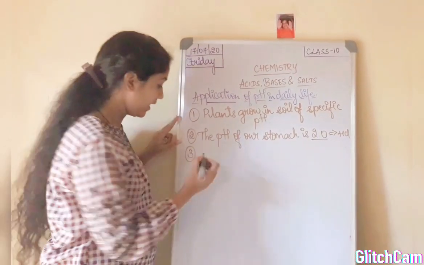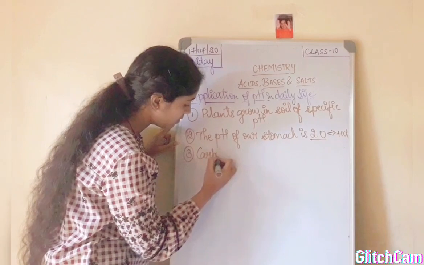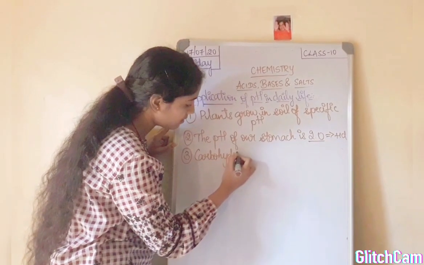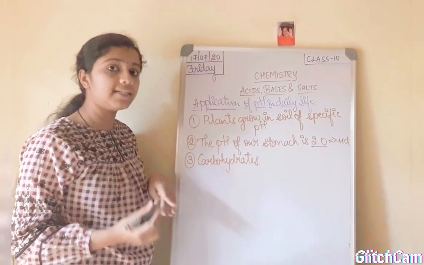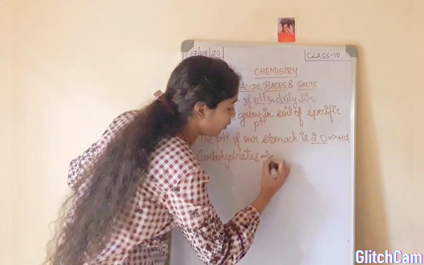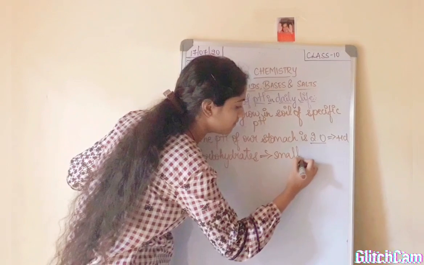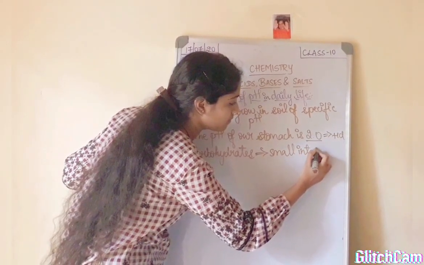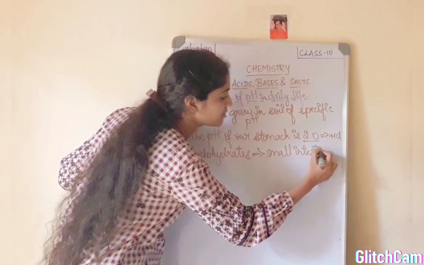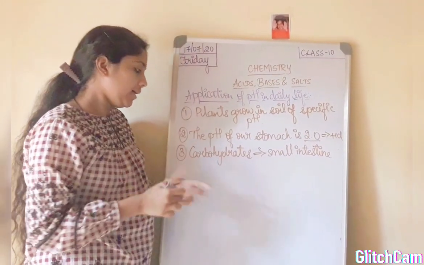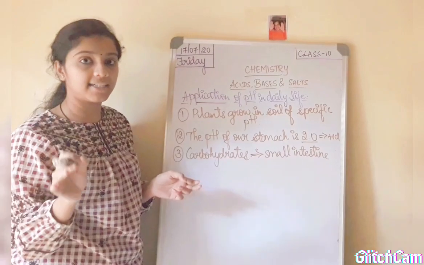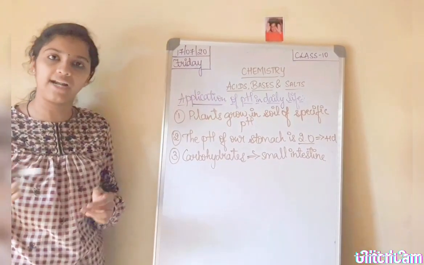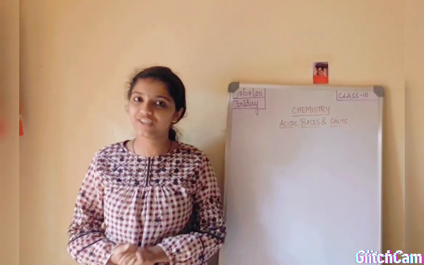The carbohydrates get digested in the small intestine, only because this digestion happens in a basic medium and not in an acidic medium, which is in the stomach due to the hydrochloric acid. So that's it for today's class.